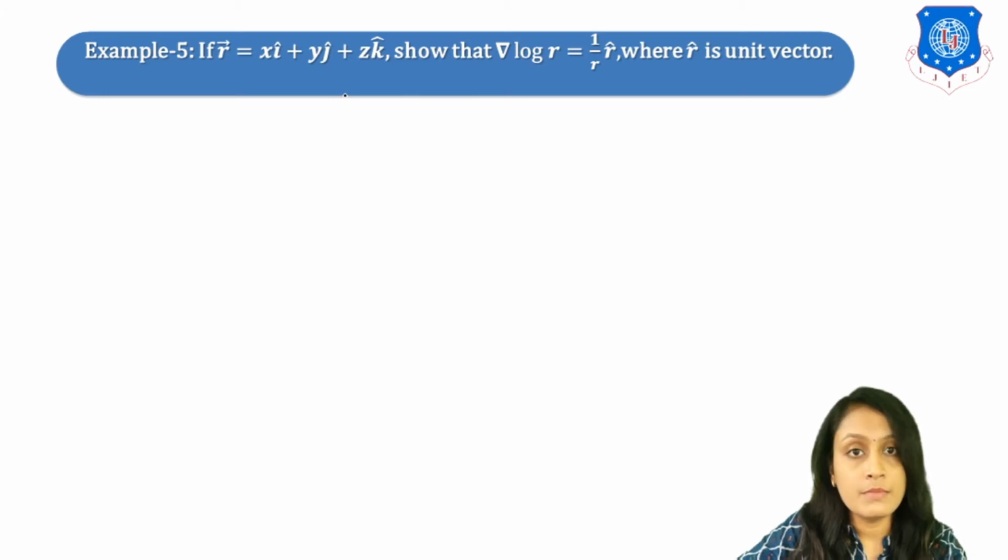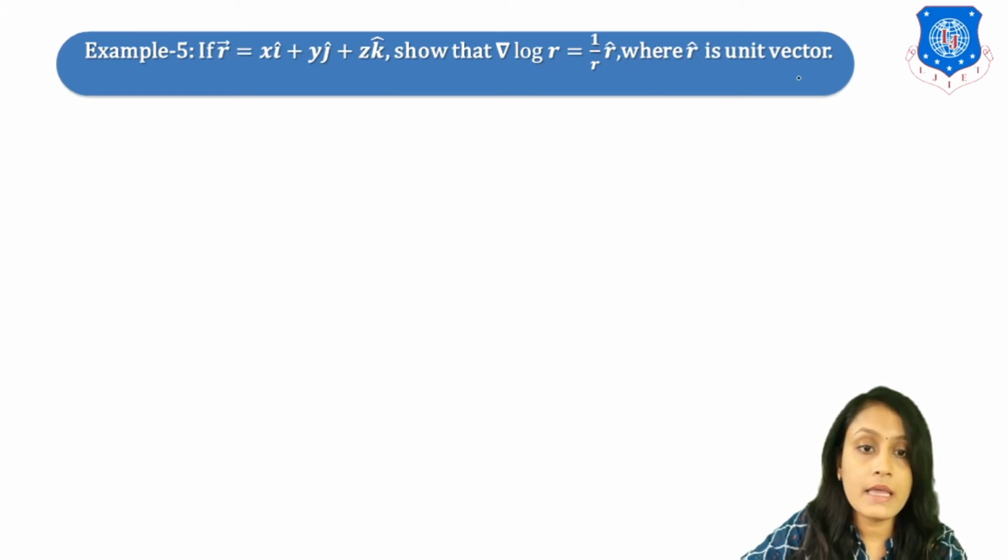Now let's solve one more example. If r is given, that is xi plus yj plus zk, then we have to show that gradient of log r is 1 upon r times r cap, where r cap is the unit vector. Now r cap is a unit vector means it is vector r upon its magnitude, this is r cap, and we have to show this.